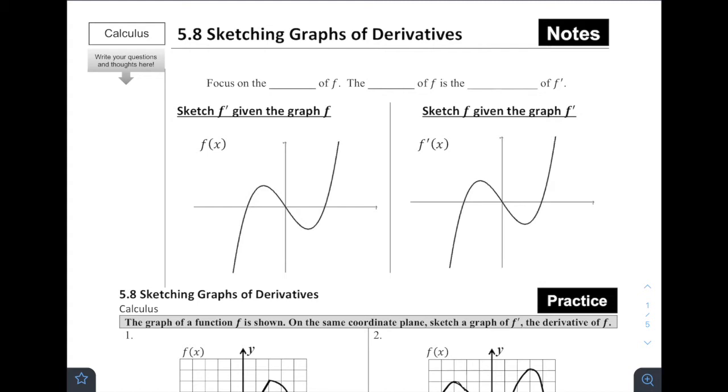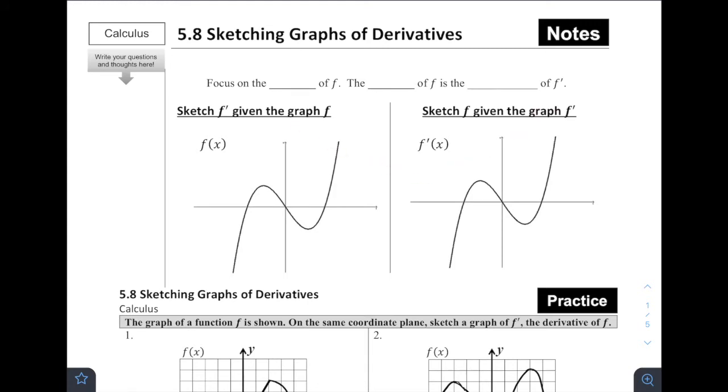We're in Section 5.8, which is about sketching graphs of derivatives. We've got two main goals for today's lesson. The first is, how do you sketch a graph of the derivative f prime if you're given the graph of f? And the other being, how do you sketch f if you're given a graph of the derivative f prime? Those are two different ideas, working in opposite directions, and we're going to discuss both of those today.